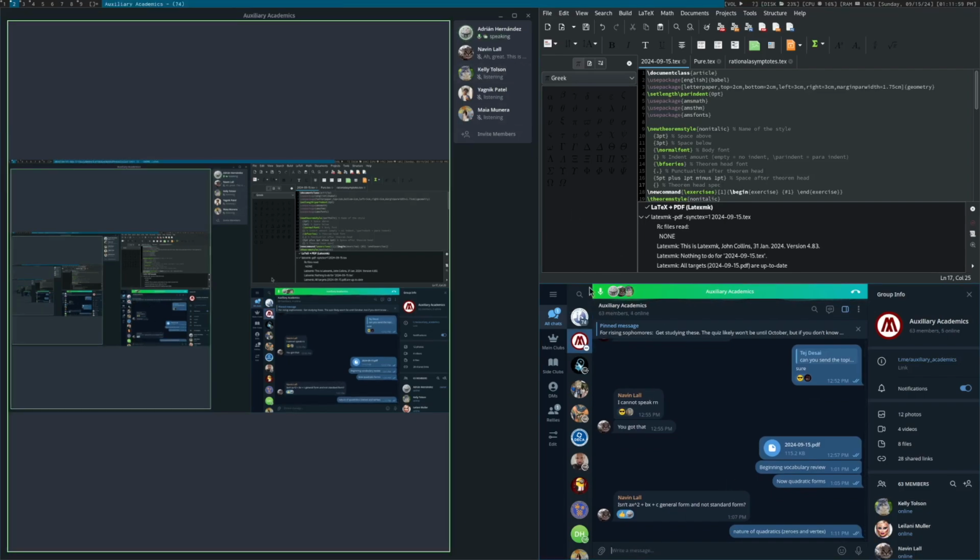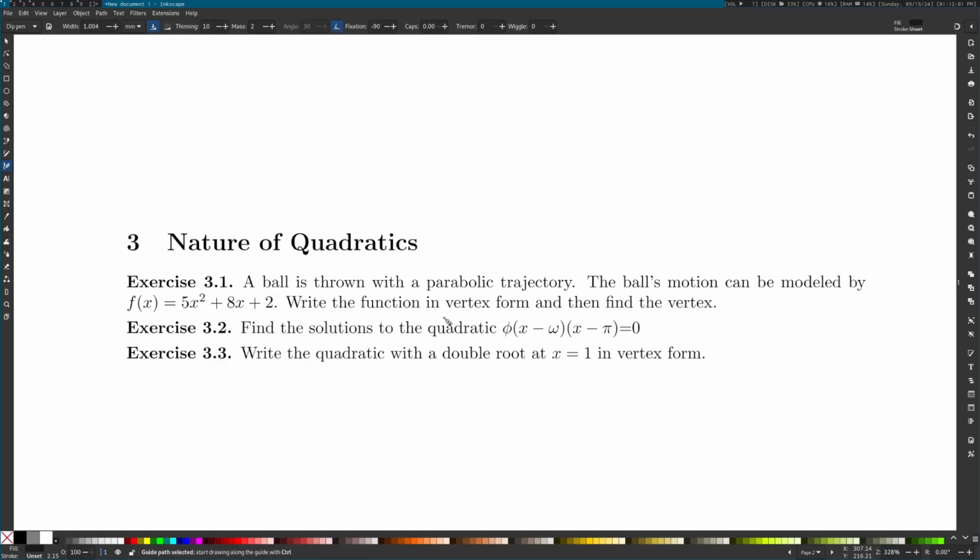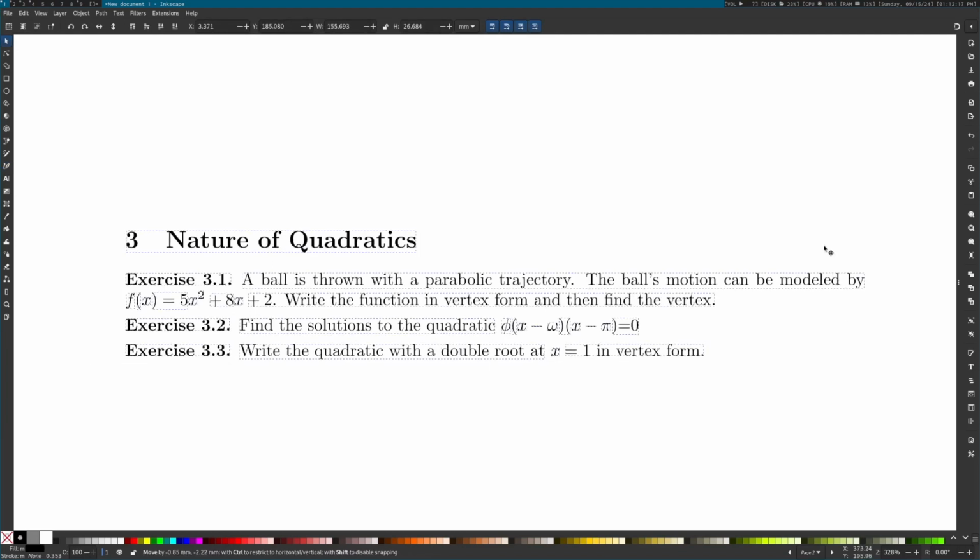Okay, nature of quadratics. A ball is thrown with a parabolic trajectory. The ball's motion can be modeled by f of x is equal to 5x squared plus 8x plus 2. Write the function in vertex form and then find the vertex. Do you guys know what the general form of vertex form is?